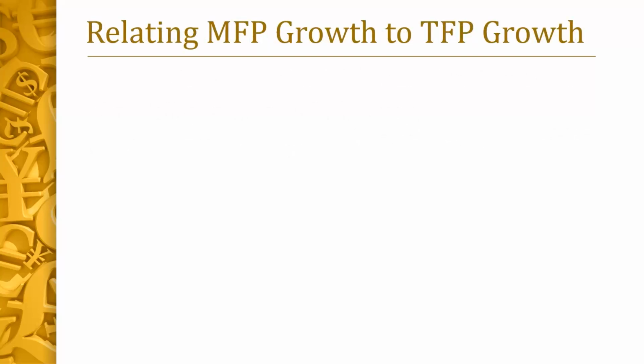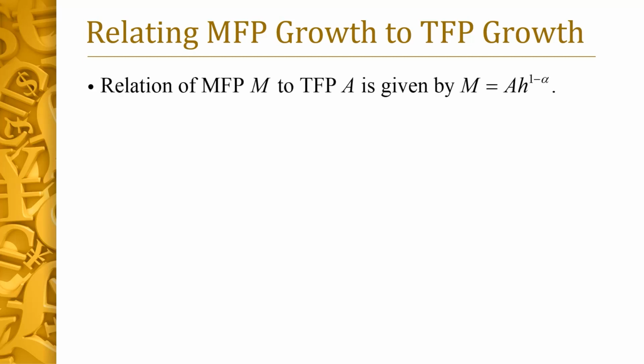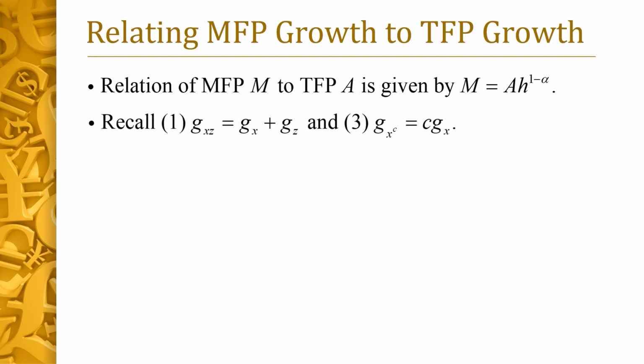The prior two decompositions are both written in terms of multifactor productivity M. However, sometimes we also have data on human capital H. If so, we can replace gm in the prior decompositions with terms that involve the growth rates of human capital H and of TFP-A. This allows more detailed versions of the prior two decompositions. First, let us recall the definition of multifactor productivity M. It equals the product of total factor productivity A and human capital H raised to the power of 1 minus alpha. Next, we reproduce rules 1 and 3 for convenience.